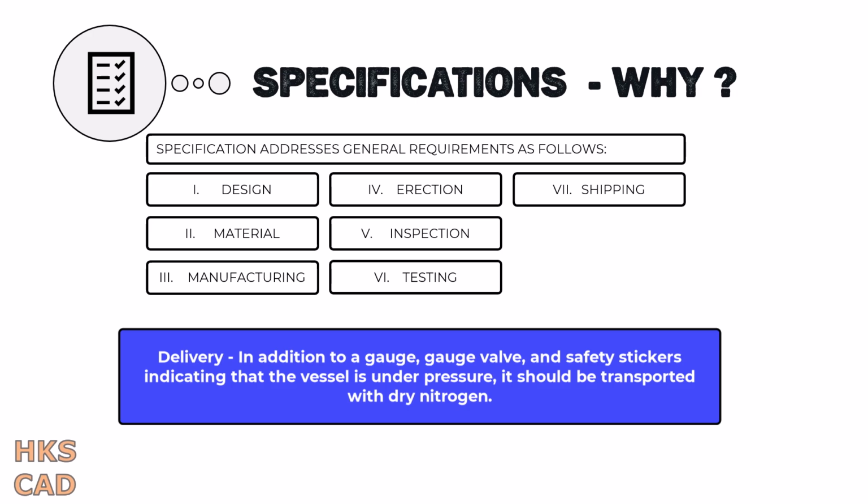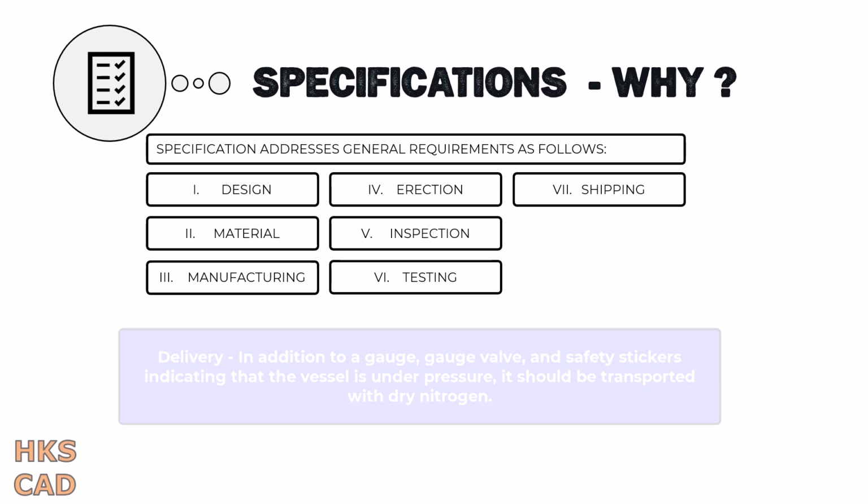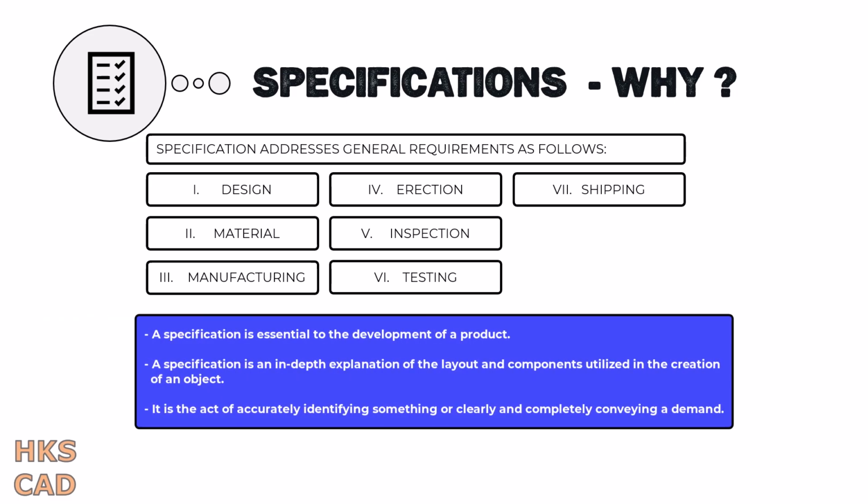Delivery. In addition to having a gauge valve and safety stickers showing that the vessel is being shipped under pressure, vessels should be shipped with dry nitrogen. Since we saw that a specification addresses general requirements, we need it to fulfill the development of the product. A specification is essential to the development of a product.